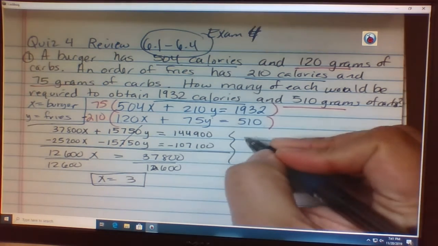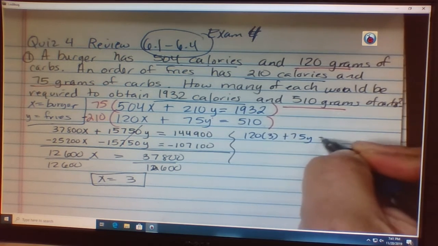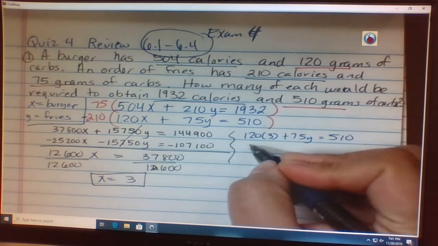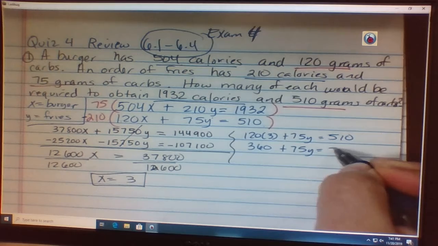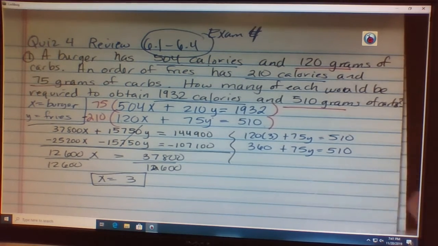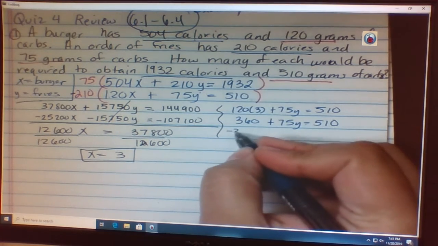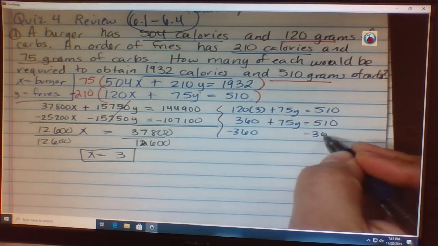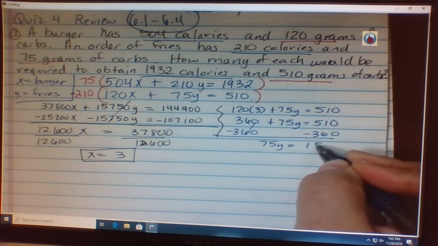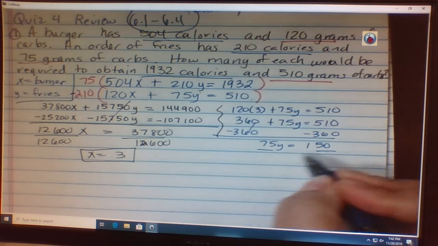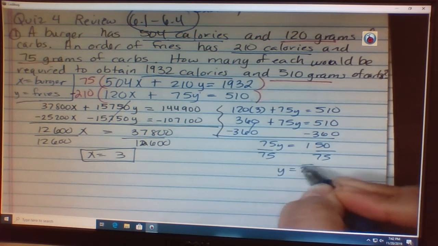Yes. So I'm going to do 120 times 3 plus 75y equals 510. That is 360 plus 75y equals 510. Minus 360. 75y equals 150. Divide both sides by 75, and I get that y is 2.